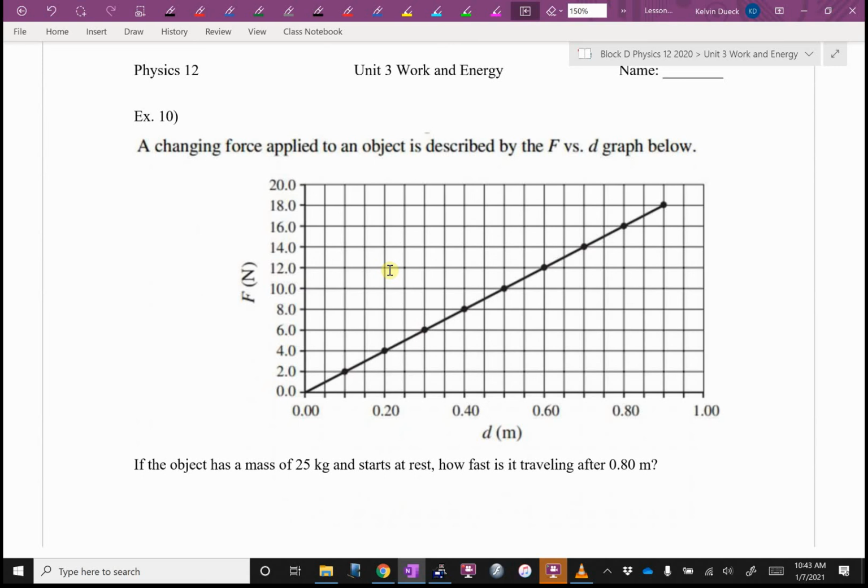Force in newtons. That's not normal force, that's not an F subscripted N. I'll always put the units on a graph because I'm a nerd. What's on the x-axis? Hey, this is a force versus distance graph. You know what the area underneath the force versus distance graph is? Work. See how that long chain of reasoning works?